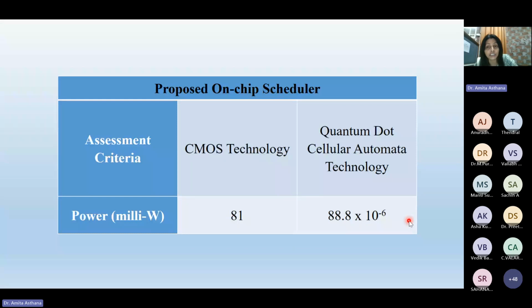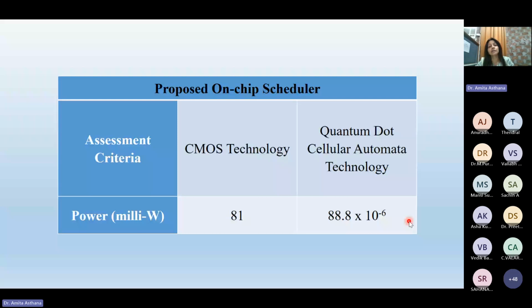So the technology of quantum dot is far better than the technology of CMOS if this particular algorithm is working. We can extend so many algorithms, and I am working on many algorithms, so that I would be able to give a perfect solution for scheduling the data from input to output side.